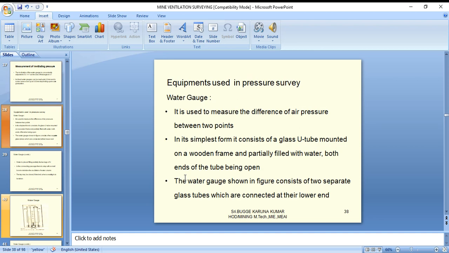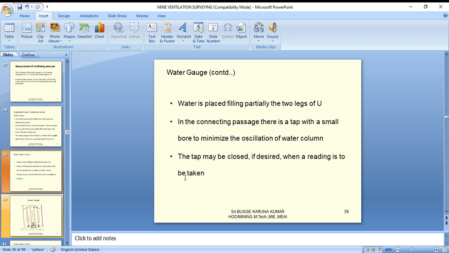Equipment used in pressure survey. It is used to measure the difference of air pressures between two points. In its simplest form, it consists of a glass U-tube mounted on a wooden frame and partially filled with water, both ends of the tube being open. The water gauge shown in the figure consists of two separate glass tubes which are connected at their lower ends. Water is placed, filling partially the two legs of the U. In the connecting passage, there is a tap with a small bore to minimize the oscillation of the water column. The tap may be closed if desired when the reading is to be taken.